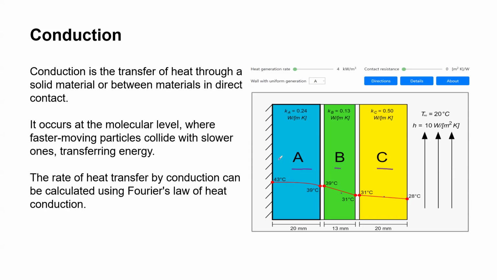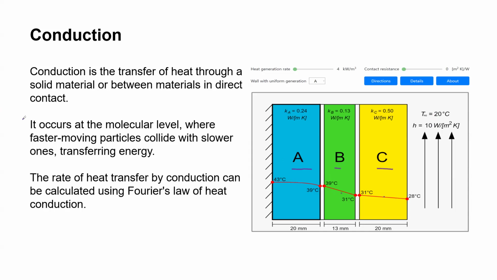So these are solid materials. This is a typical example of conduction. There are three different solid materials where heat is moving from point A, point B, to point C. It means that these are three objects that are in contact. So the heat is transferring from object A to object B to object C because they are all in contact.